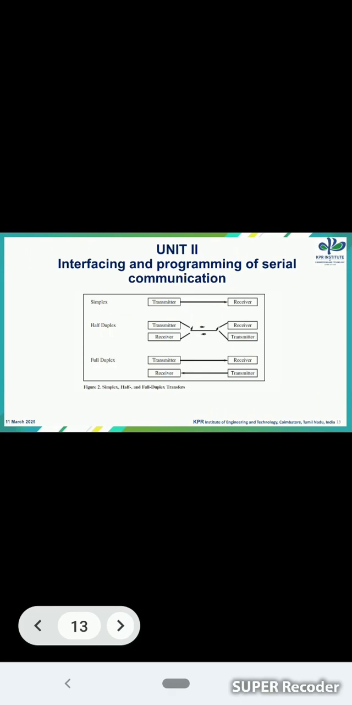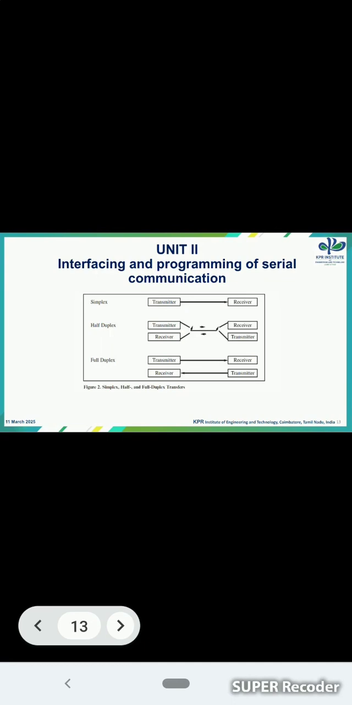In simple words, in the simplex communication, there will be a data transfer line from the transmitter and it ends towards the receiver. At this instant, data can only be transferred from the transmitter to the receiver.